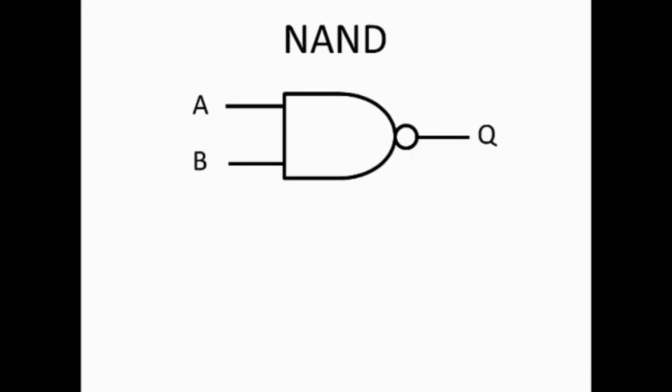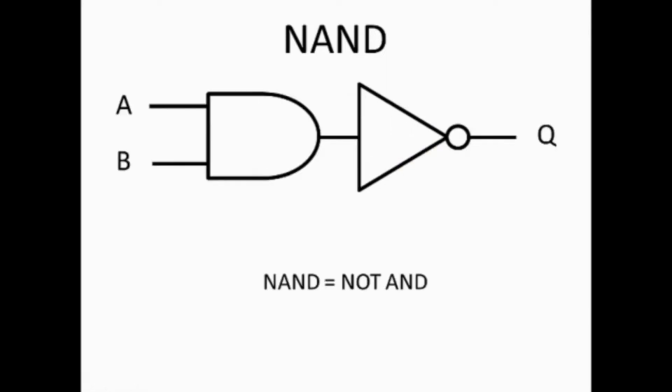Now we'll start with the NAND gate. The NAND gate takes 2 inputs, which we'll call A and B, and one output, which we'll call Q. As you can see, the NAND gate looks very similar to the AND gate, except it has an additional circle at the end of it, which inverts the output. So a NAND gate is equivalent to a NOT gate placed after an AND gate. This is the standard AND operation, and the output is inverted.